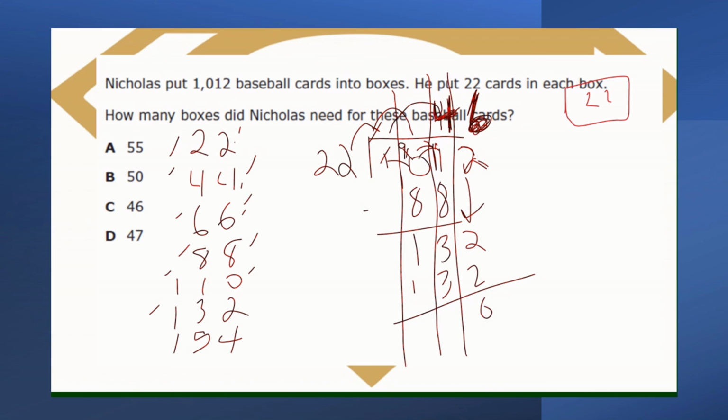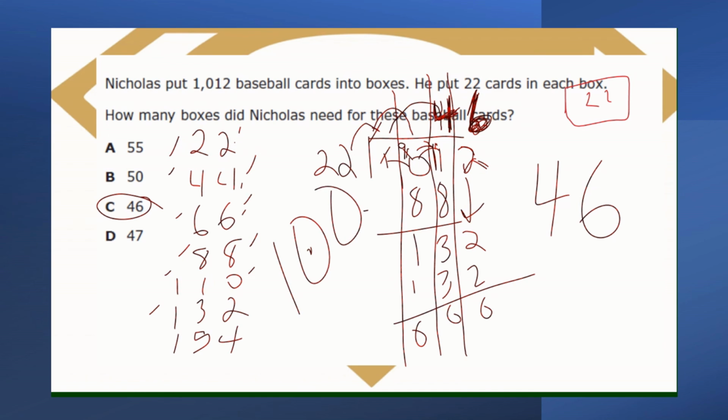2 minus 2 is 0. 3 minus 3 is 0. 1 minus 1 is 0. So no remainders. The answer is 46. C. Yay, we got 100. There we go, because we're awesome.